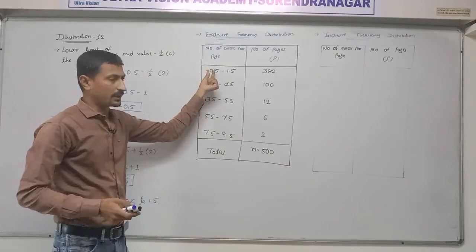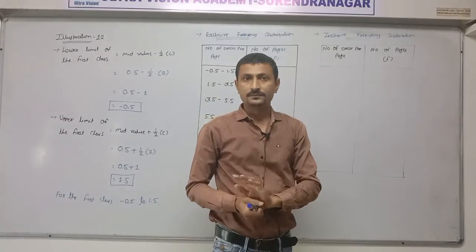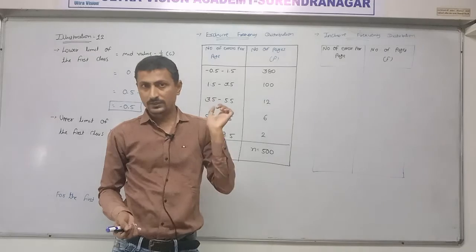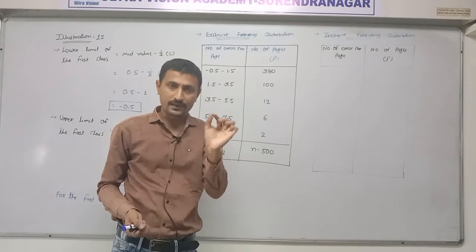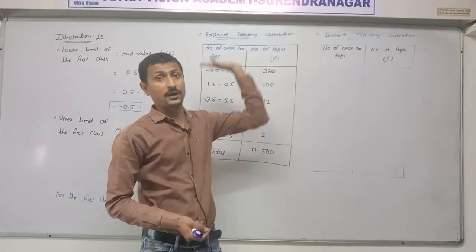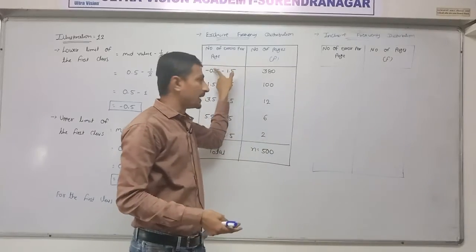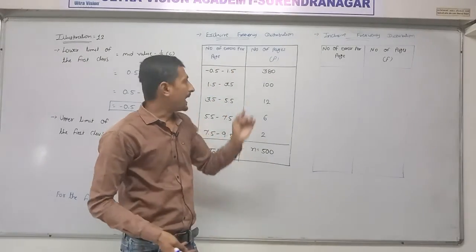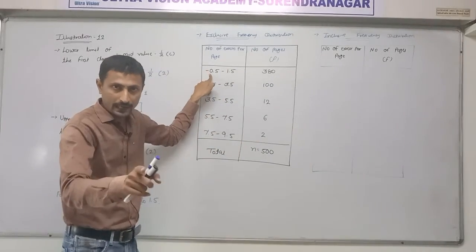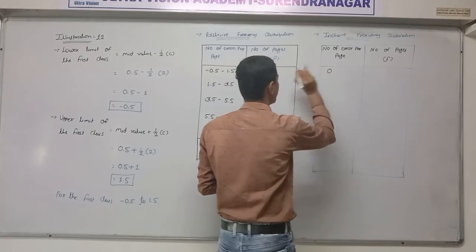Our rule generally is lower limit 0.5 less and upper limit 0.5 add when inclusive classes are converted to exclusive. But here exclusive classes are given and we convert to inclusive, so our rule is inverse: lower limit 0.5 add and upper limit 0.5 less. Minus 0.5 plus 0.5, answer is 0.